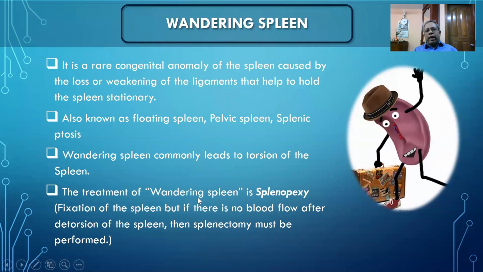The treatment of wandering spleen is splenopexy, that means fixing the spleen. But if there is no blood flow after detorsion of the spleen, then splenectomy must be performed. So if a wandering spleen presents with acute abdomen, and laparotomy reveals a spleen floating in the pelvic cavity, you examine whether it is alive or dead, that means whether the vascularity is maintained or not. If vascularity is not maintained, you derotate the torsion. If the vascularity is regained, then you fix it. If it is not possible because the vascularity is already lost, then you perform splenectomy.